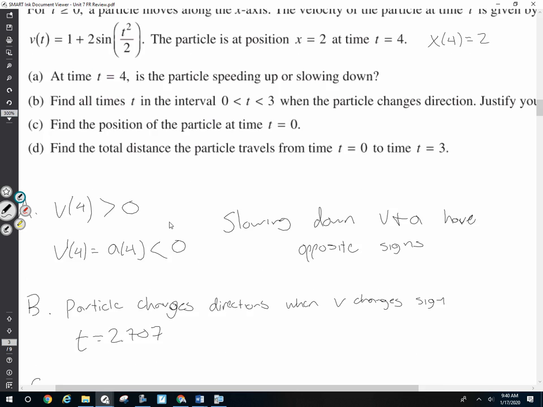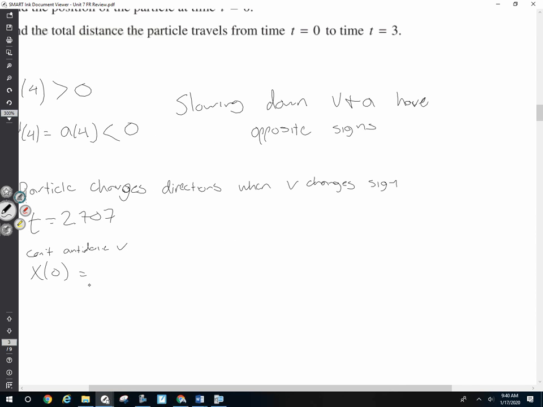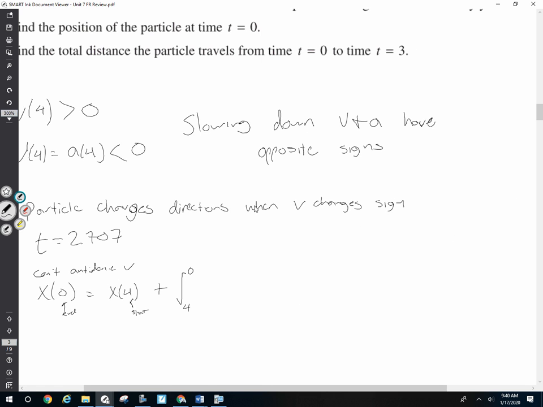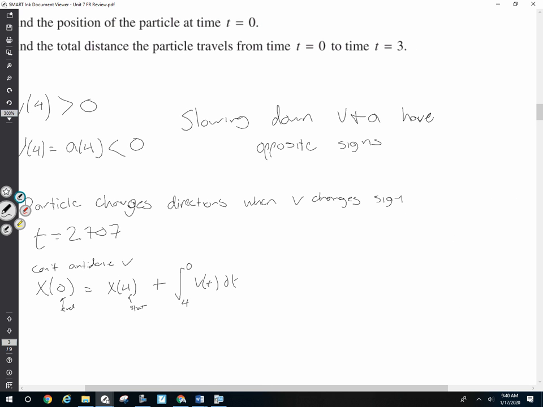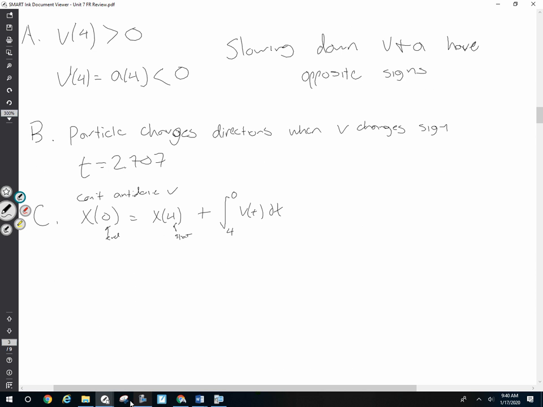Find the position of the particle at time t equals 0. Classic, an unknown position equals a known position, because I can't take the antiderivative. So an unknown position equals my known position plus the displacement. Now be careful, this is my start. I'm going to have to look at a displacement from a starting time of 4 back in time to an ending time of 0 of v. You don't have to include the entire equation. Instead, x of 4 is 2. So let's do the calculations.